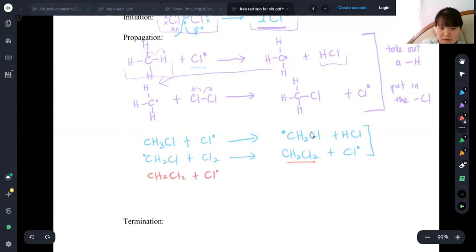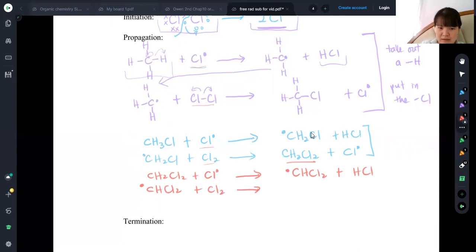Next set, I'm going to bring this down. React it with the Cl dot again. See, it's the same pattern. The first one, the second one is all the same. So the first step is always to take out a H. So there were 2 H, now there's 1. And that H went to the HCl. Bring that down. And same as before, Cl2, same thing here. That is to put in the Cl. So now there's 3 Cls. And the Cl dot comes right up from here.